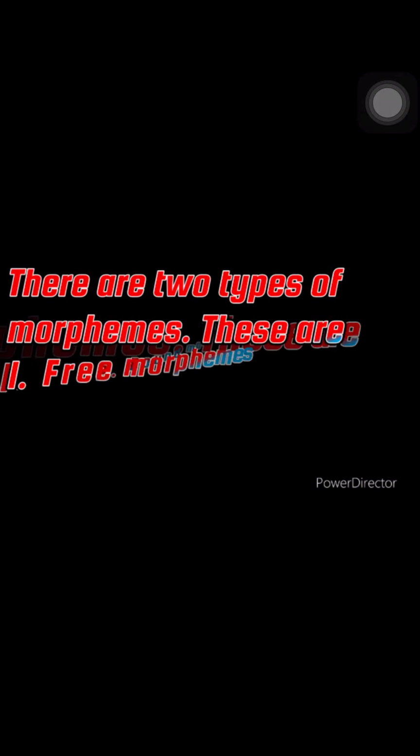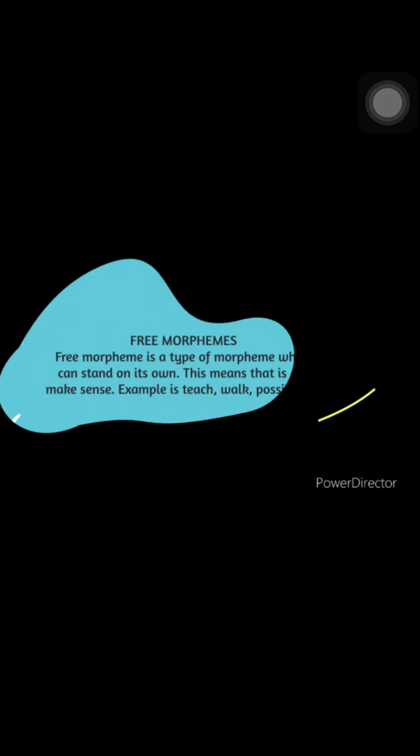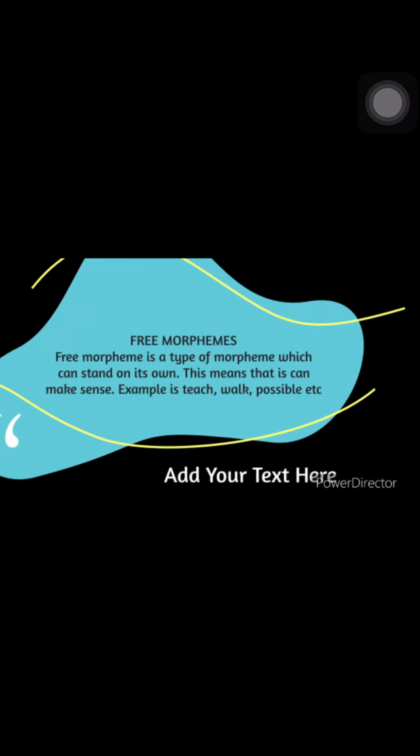Okay, when we move on, there are two types of morphemes. These are free morphemes and bound morphemes. We will start with the free morphemes. A free morpheme is a type of morpheme which can stand on its own. This means that it makes sense. Examples are teach, walk, possible, etc.